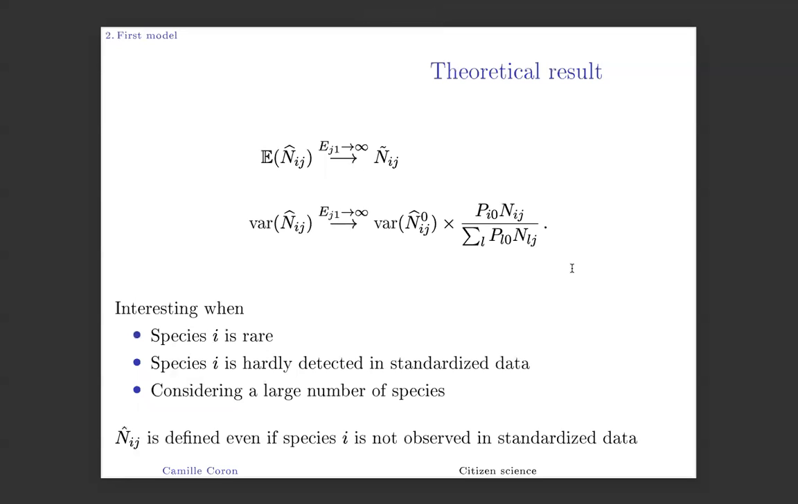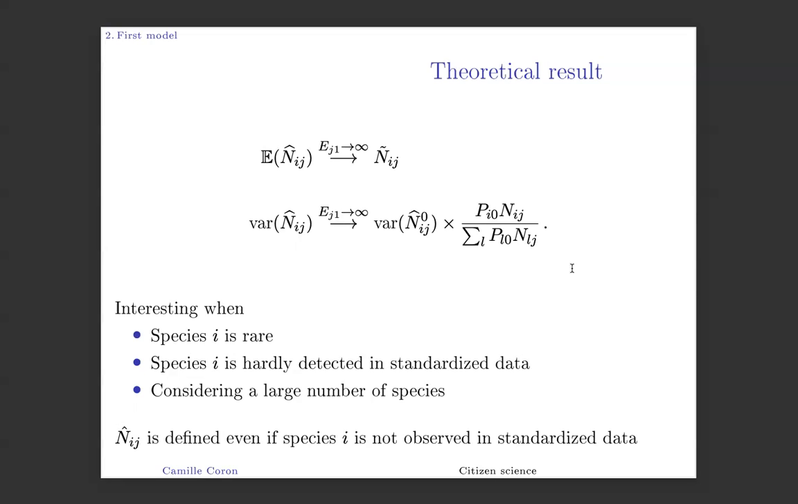So our theoretical result is the following. The first one is that the expectation of our estimator, combining both data sets, when the effort in the opportunistic data set goes to infinity, which is exactly what we expect from this type of data set, because we have a lot of observers, or a lot of time spent on the field, converges towards what we are interested in, which here is the relative abundance.